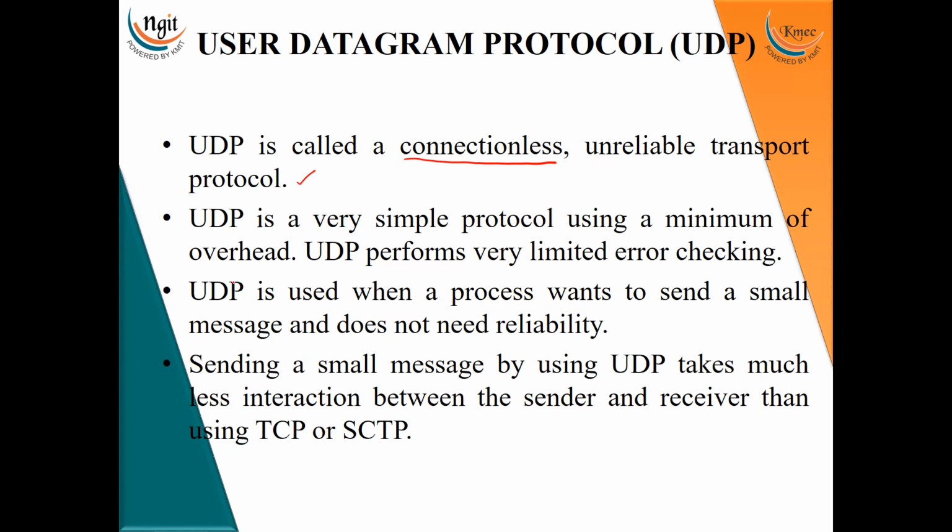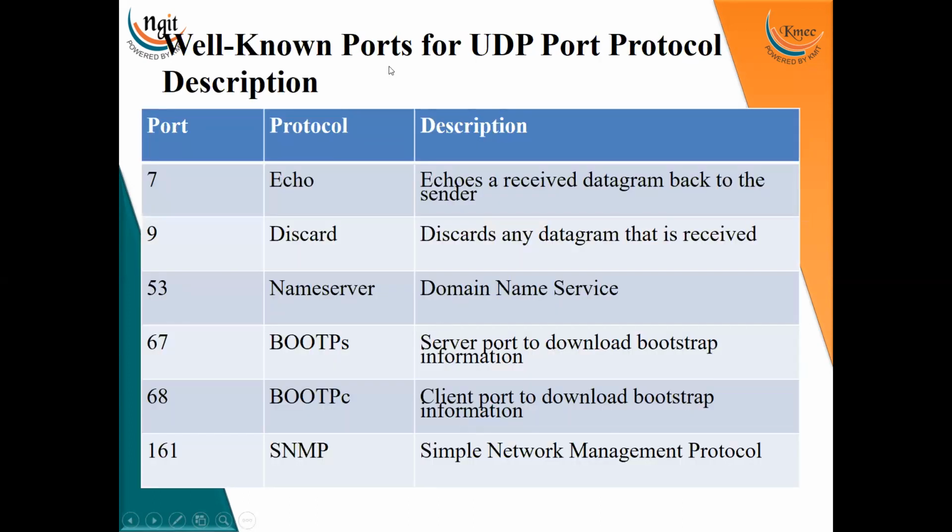UDP is a very simple protocol using a minimum of overhead. It performs very limited error checking. UDP is used when a process wants to send a small message and does not need any reliability. Sending small messages by using UDP takes much less interaction between the sender and receiver. When compared to TCP and SCTP, UDP takes less time for the interaction between the client and server.